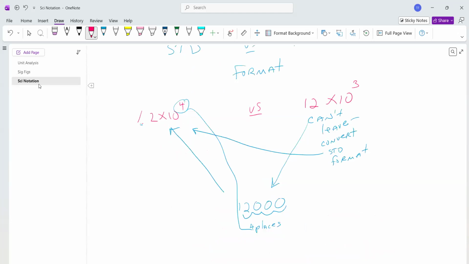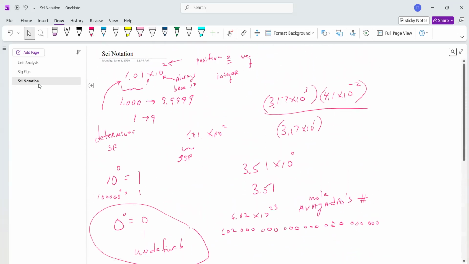Now, yesterday I introduced scientific notation. Standard scientific notation, I should say, is defined as the first part is a number from 1 to 9 times base 10 with an exponent of either negative or positive of some integer. It doesn't have to be an integer, but usually it is in lower division classes like ours.